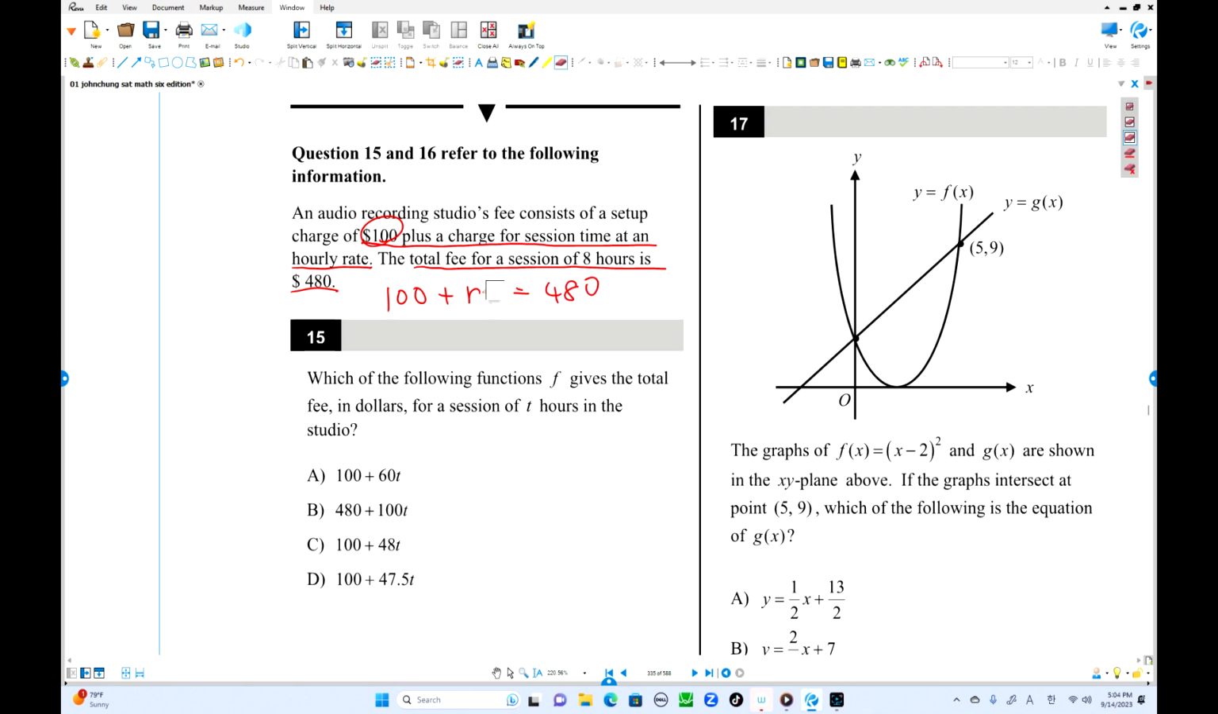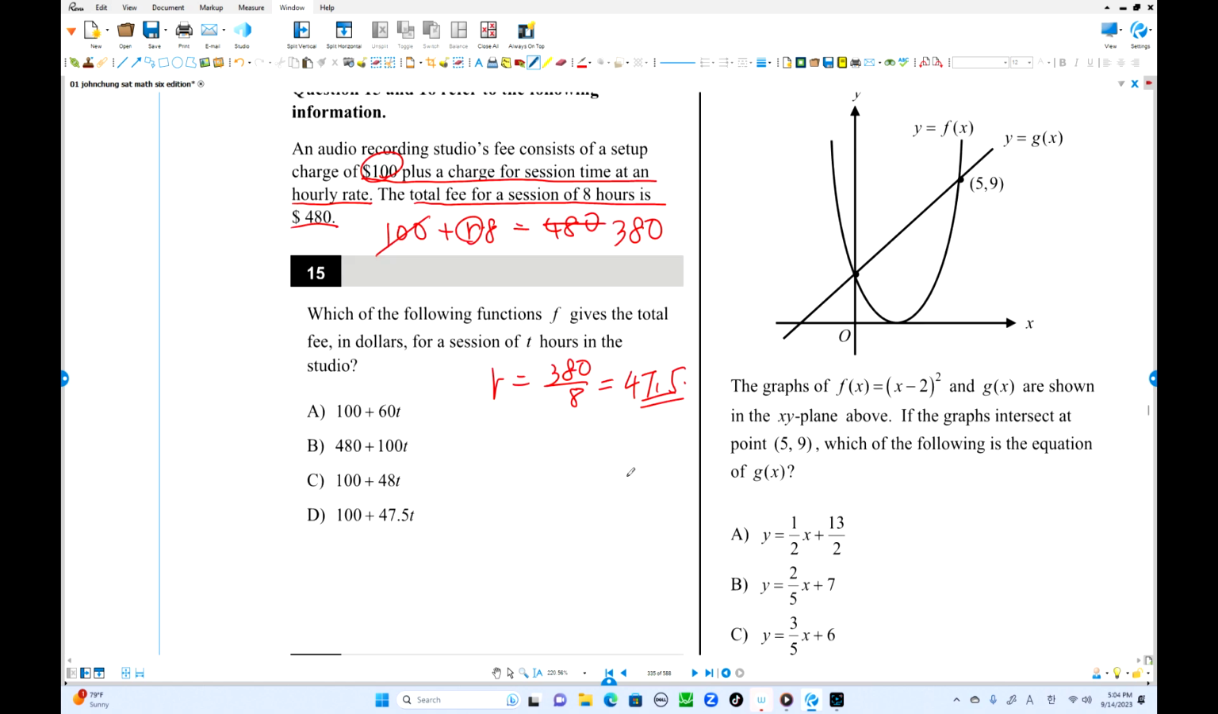8 hours times the rate, except 100. So it's going to be 380, right? That is the hourly rate. You can find the hourly rate by dividing by 8, right? R equals 380 over 8. That is about 47.5, okay? That is the hourly rate. It comes with times T, right? You have this one. That's the answer.